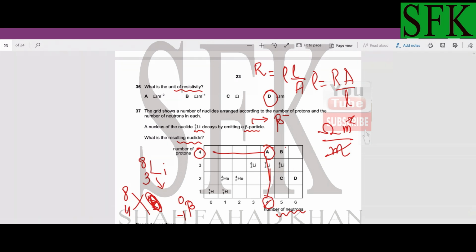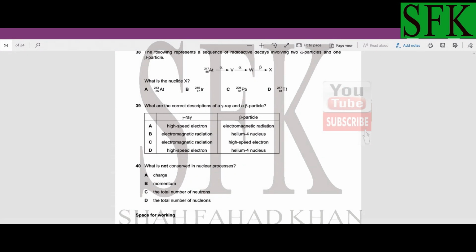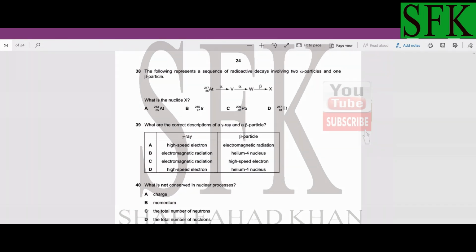Now let's move on to the next MCQ. Third last MCQ, the last 3 MCQs over here. The following represents a sequence of radioactive decays involving 2 alpha particles and 1 beta particle. I should remind you that an alpha particle is actually the nucleus of a helium atom, which has a charge of +2, with a nucleon number and a proton number. Now 2 alpha particles are removed, 1 beta particle is removed. What is the nuclide X?